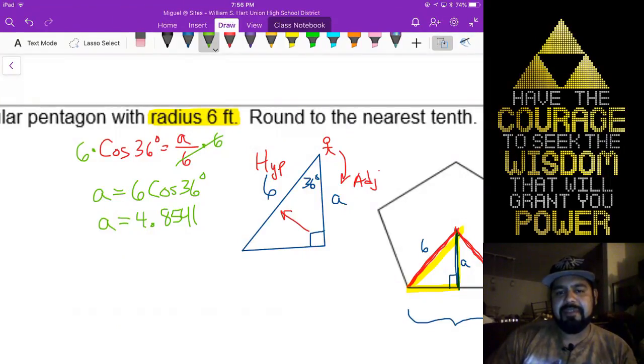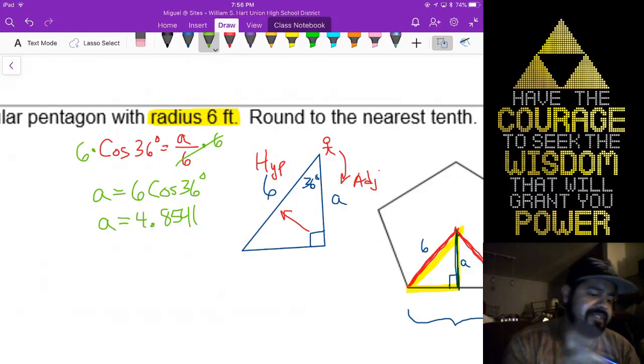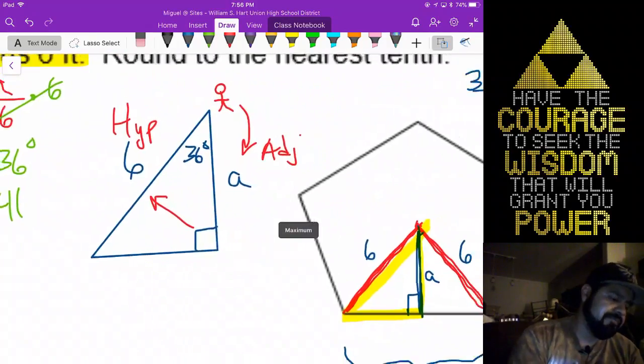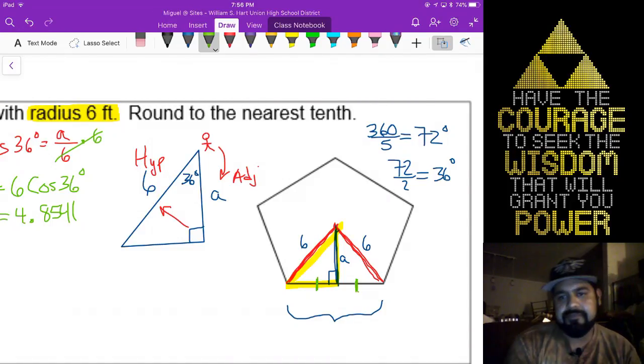Oh, I should probably read the comments more because Jonah's already on top of it. So there's my apothem, but we still need to find the side. So if you remember from our figure here, these 2 side lengths here get split in half.